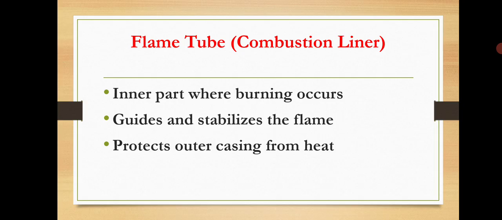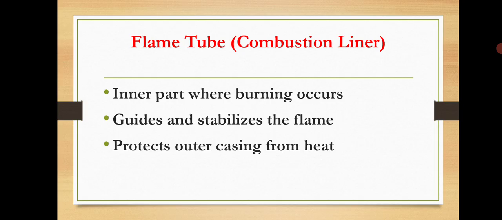A flame tube is the inner part of a combustion chamber where fuel actually burns. It helps guide and stabilize the flame so that combustion remains steady and efficient. It also protects the outer casing from high temperature and ensures safe operation of the engine.